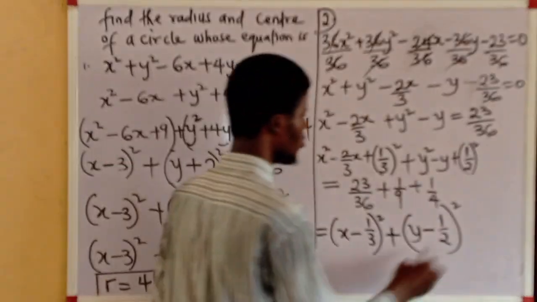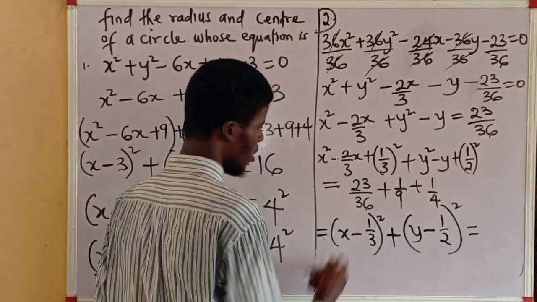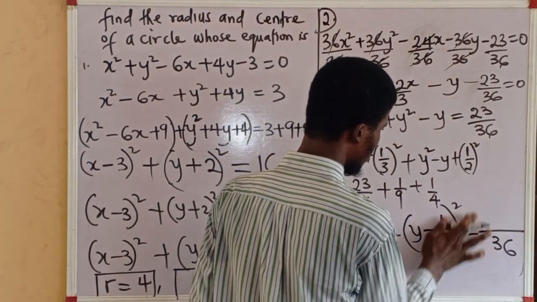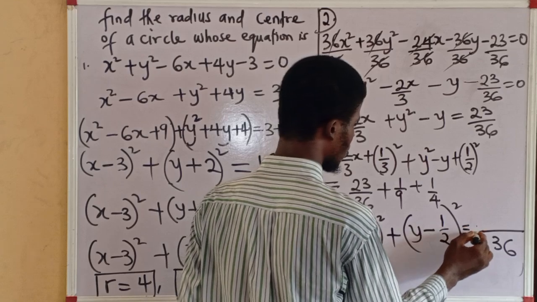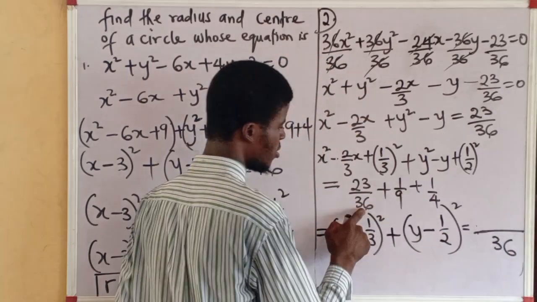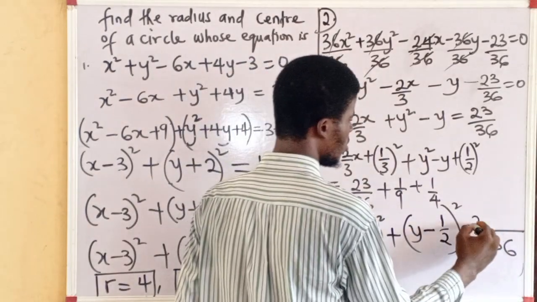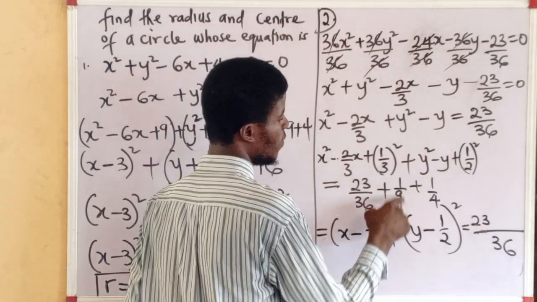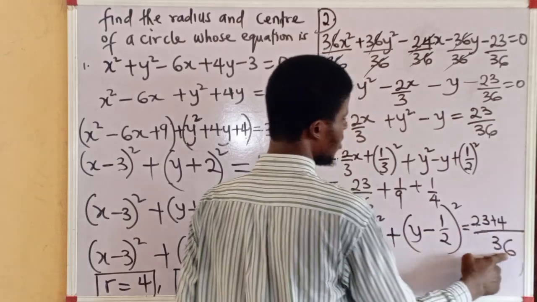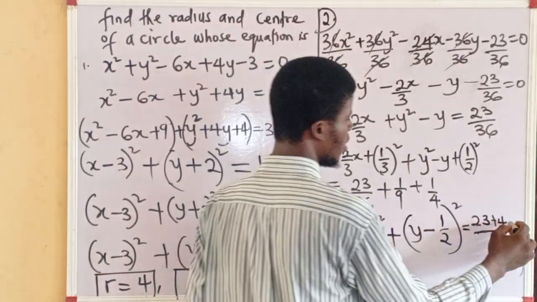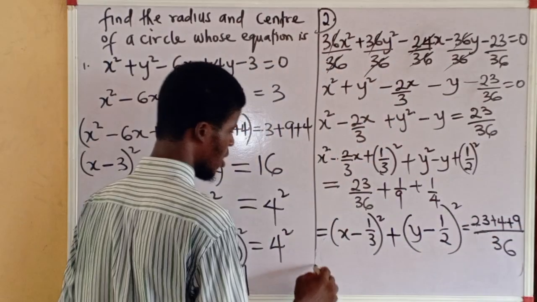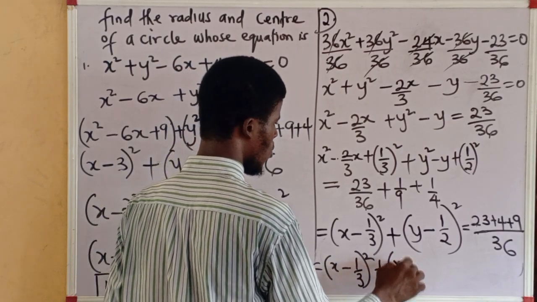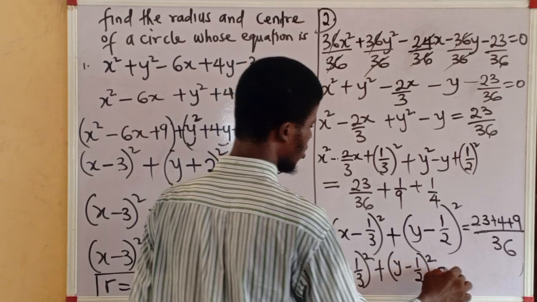It's straightforward. So equal to, let's simplify everything here. The LCM of 36, 9, and 4 is 36. So 36 into 36 is 1 times 23, 23. 36 divided by 9 is 4, 4 times 1 is 4. 36 divided by 4 is 9, 9 times 1 is 9. So we have x minus 1 over 3 all squared plus y minus 1 over 2 all squared equal to this.